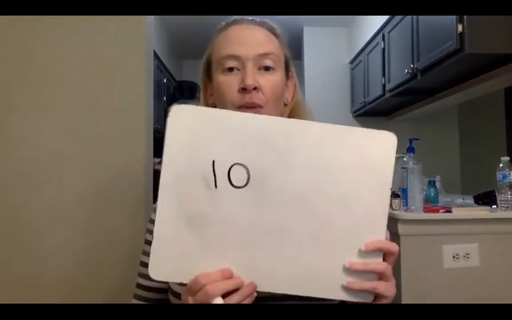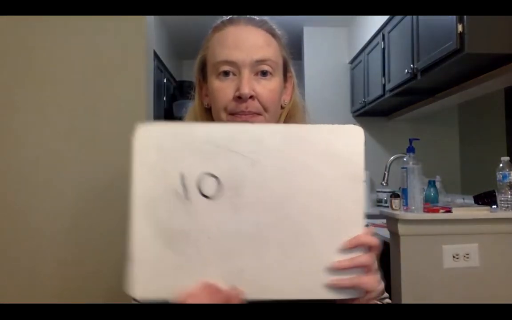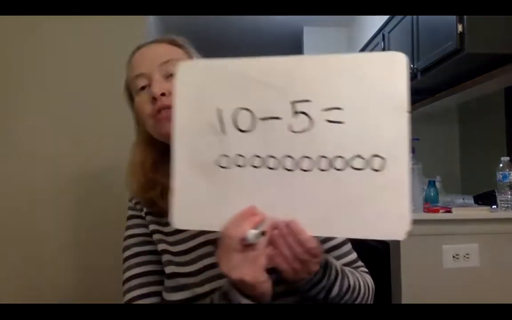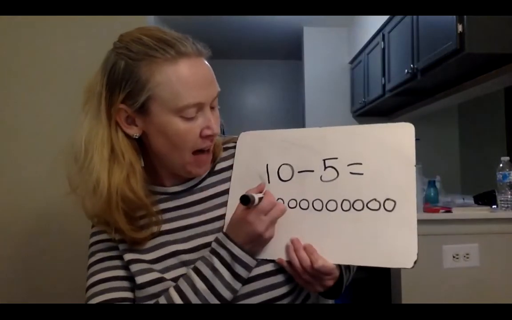This is going to be the last one we're going to do, and this is going to be a subtraction problem using the number 10. So everybody write 10 minus, and then what I would like for you to do is write the number 5. 10 minus 5 equals. I think I'm going to draw circles. 1, 2, 3, 4, 5, 6, 7, 8, 9, 10. Mrs. Frey did 10. Let's cross out 5.